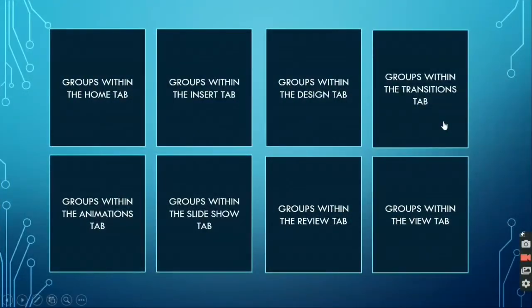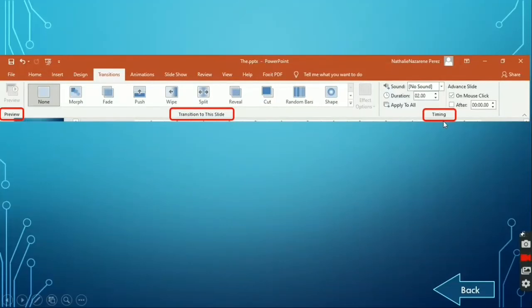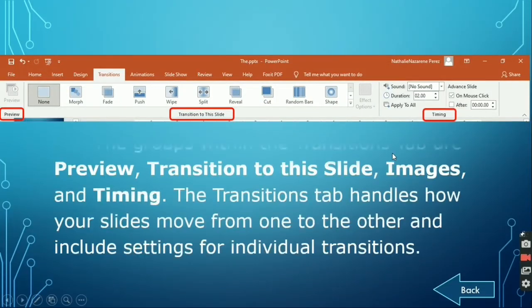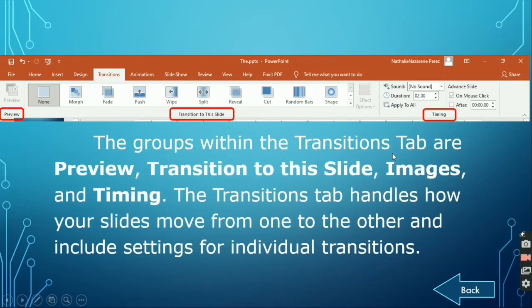The groups within the Transitions tab are Preview, Transition to This Slide, Images, and Timing. The Transitions tab handles how your slides move from one to the other and includes settings for individual transitions. Slide transitions add to the professional appearance of the slideshows and draw attention to specific important slides.